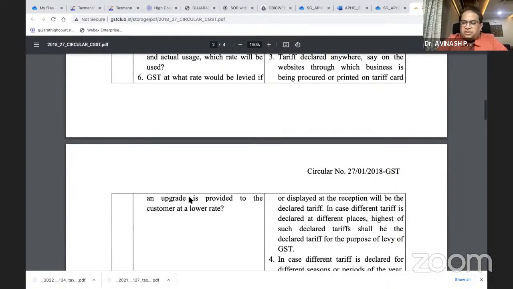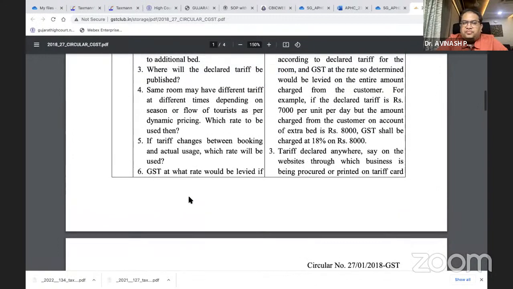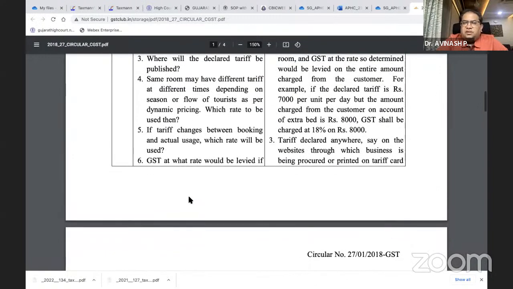You have, let's say, 4 places, and at each of those 4 places there are different tariffs which are published. So the highest of those published tariffs will be applicable for the purpose of determination of the rate of tax which will be applicable. Next, same room may have different tariff at different times, depending on season or flow of tourists as per dynamic pricing.